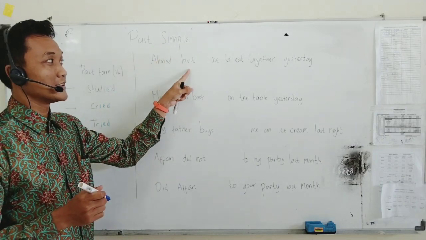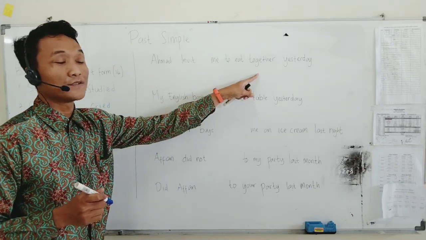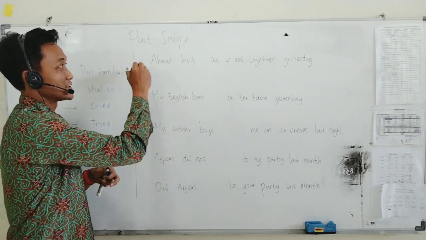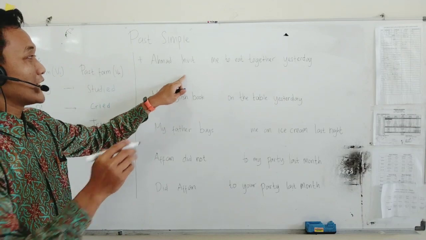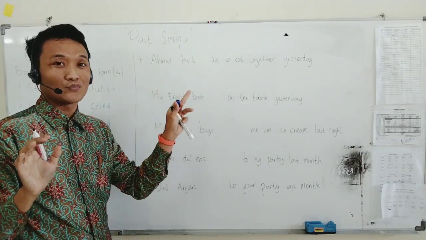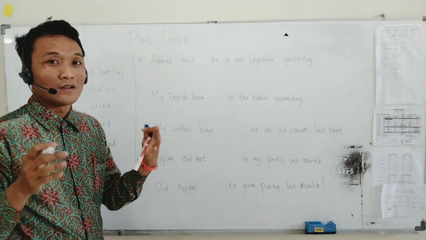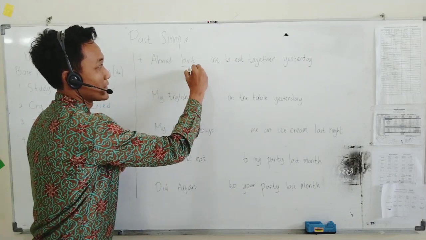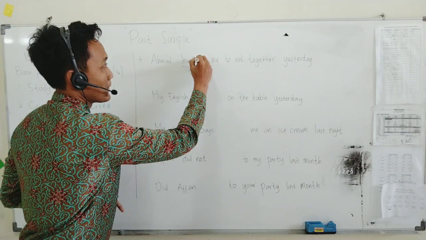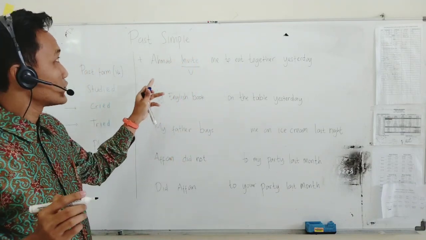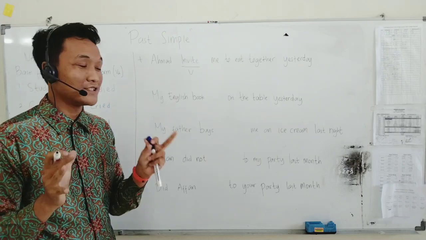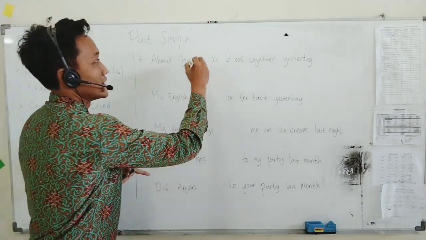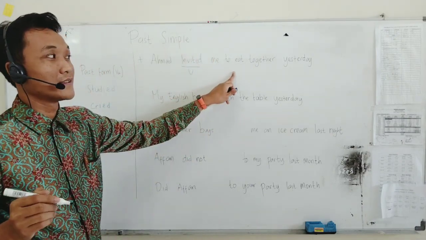And here we will discuss the example. Ahmad invited me to eat together yesterday. If we would like to make a positive sentence here, invite here is not completed yet because we talk about verb 2, right? So I hope all of you can fill it in by yourself. Invite is actually verb 1. Because we talk about the past simple, we have to change verb 1 to verb 2. So the answer is Ahmad invited me to eat together yesterday.